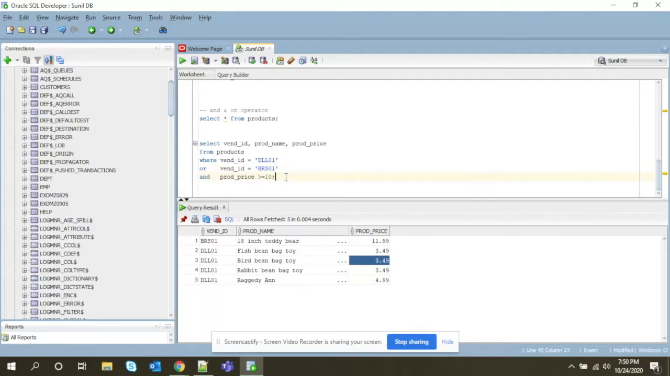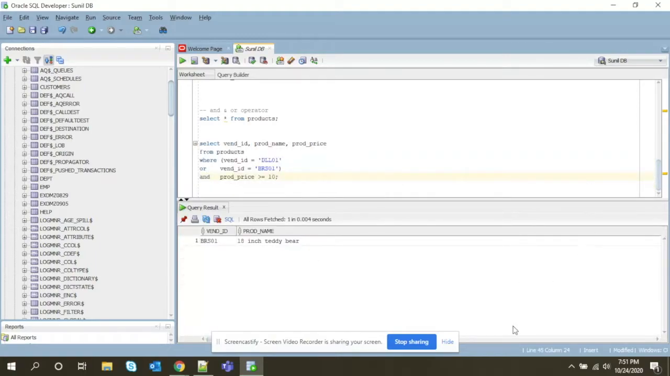So if you want to bring back either of these vendor IDs and both of them have to abide by this code, then you have to include parentheses surrounding this, because it means where the vendor ID is DLL01 or vendor ID is BRS01, that's like a set, and prod price is greater than or equal to 10. So the prod price will be greater or equal to 10 no matter which one of these vendor IDs is brought back. So if I run that, then it's only bringing back one record, and that's the BRS01 record with a product price greater than or equal to 10 at $11.99. And it's not bringing anything back for DLL01 because DLL01 does not have a product with a price that is greater than or equal to 10.